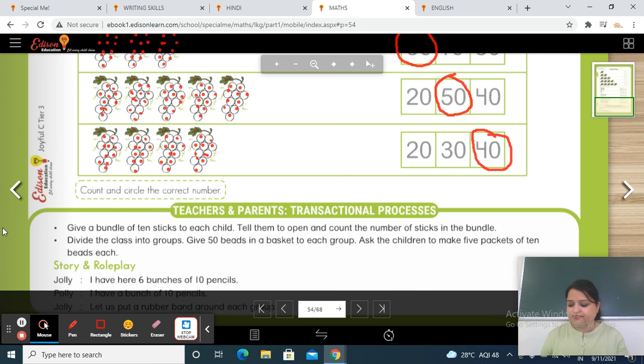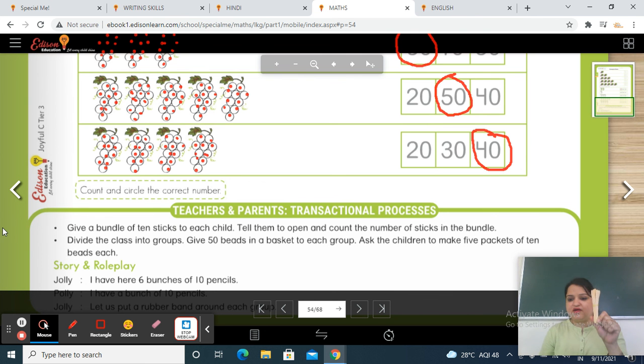Okay, like here is a bundle of ice cream sticks. Now I open it. Now count these sticks. Yes students, 1, 2, 3, 4, 5, 6, 7, 8, 9 and 10. So how many ice cream sticks are in my hand? 10 ice cream sticks. Okay, now I put a rubber band around them. So how many bunches are here in my hand? Only one bunch. Okay, one bunch means 10 ice cream sticks, right?